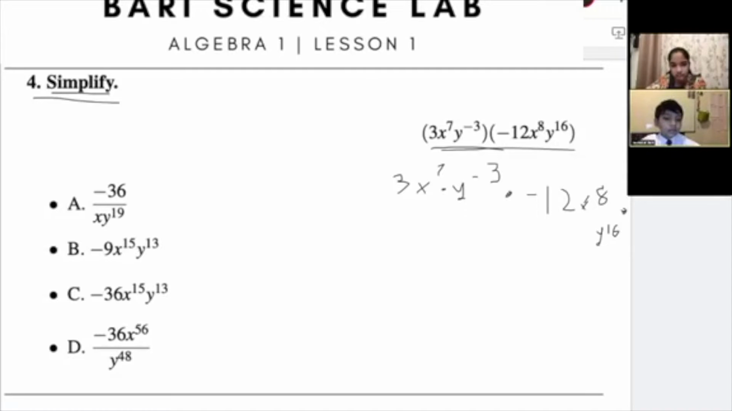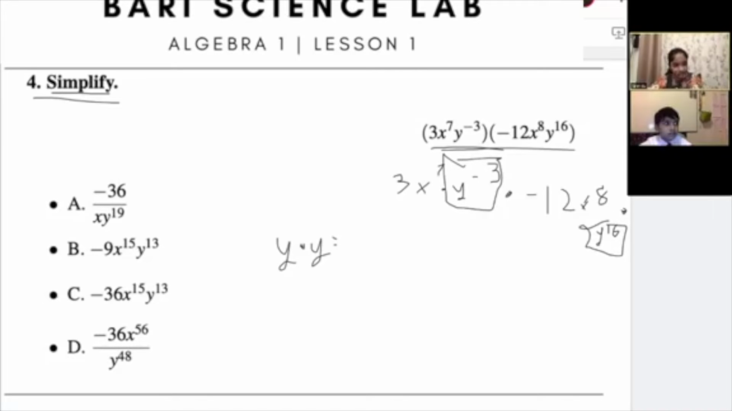So, look, do you see two similar variables here? x and y. So do you think we can combine them? Yes. Okay. So, we're going to learn about multiplication with exponents now. So tell me, let's say we have y times y. What would that give us? y to the second power, or y squared. Good.